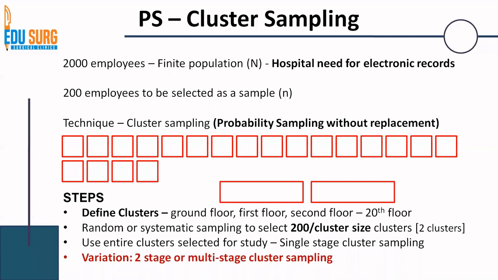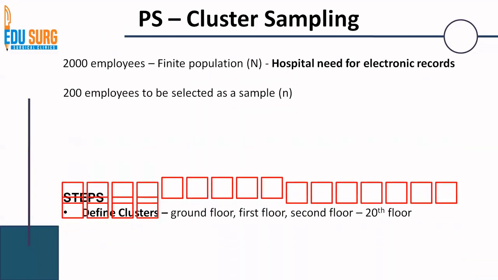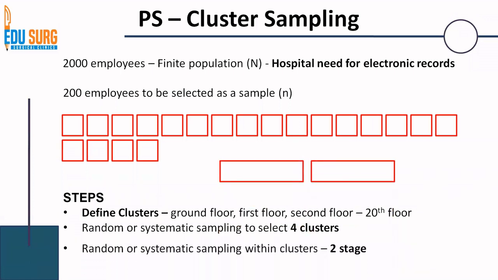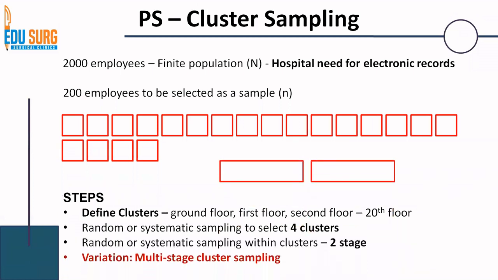There is also something known as multi-stage cluster sampling. What that means is that after you have selected your clusters, say you selected four clusters, you do random or systematic sampling within the cluster. That is known as two-stage sampling. So in single stage sampling, we just select the cluster, right? In two-stage sampling, we select the cluster and then we do random or systematic sampling within the cluster. So you are not selecting all the employees of one cluster, but you are doing random or systematic sampling of each cluster, right? That is multi-stage cluster sampling.